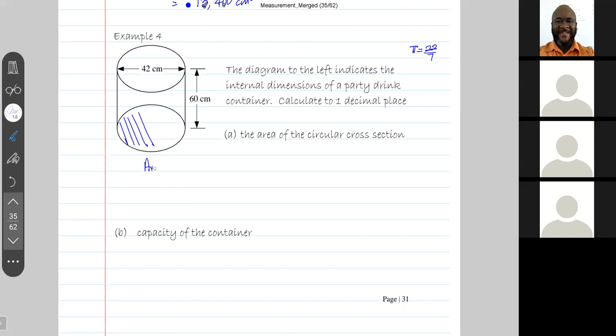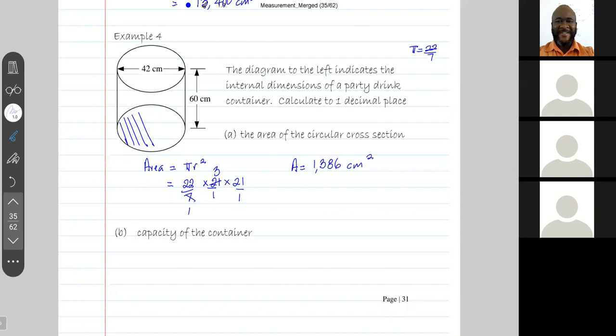So area of a circle is equal to pi r squared. Pi is 22/7. The radius is 21 times 21. All right. Now the 42 there is the diameter. And the radius is a half of the diameter. So the radius is 21. 7 into 21 goes 3 times. So this is 22 times 3 times 21. And the area of the circular cross section A is equal to 1,386. And this is centimeters square.